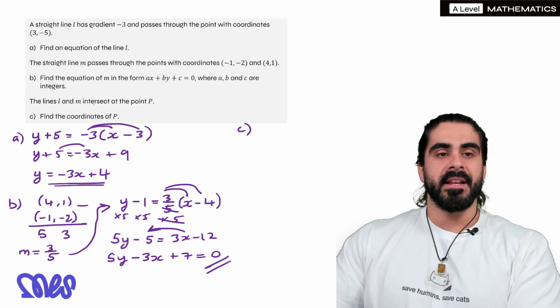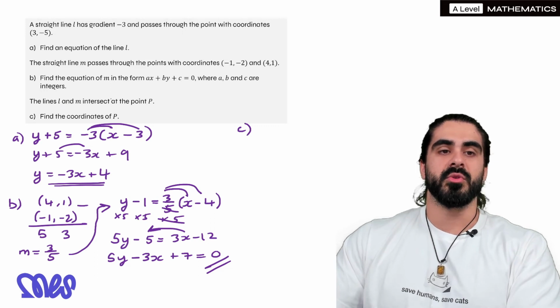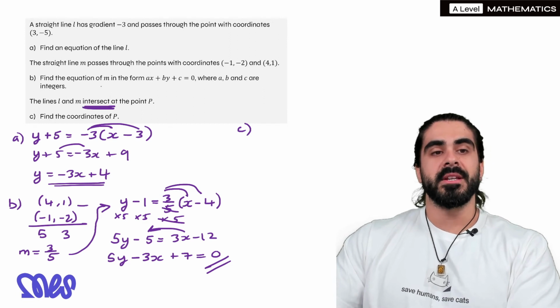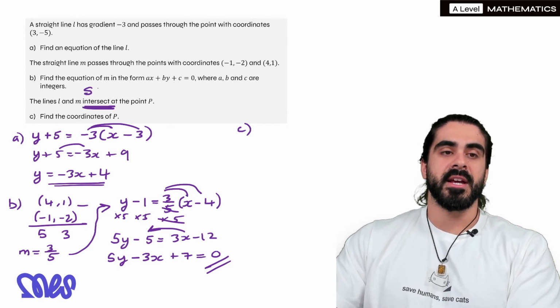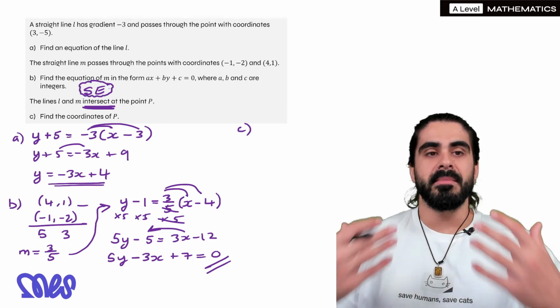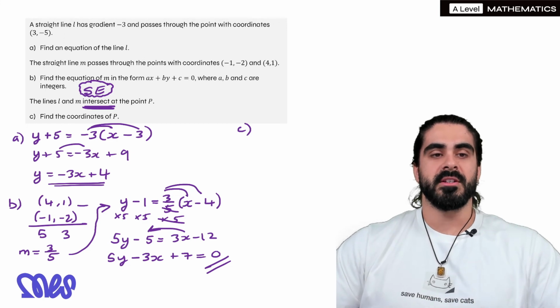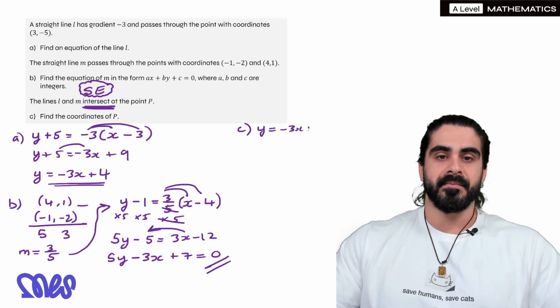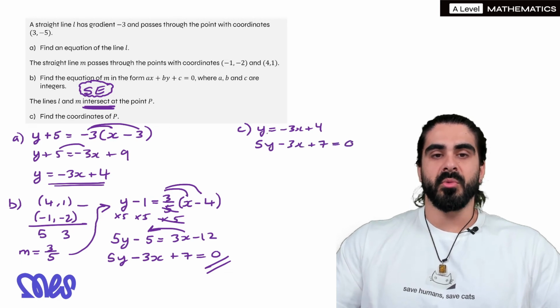Finally, part C. The lines L and M intersect at P. Find the coordinates of P. So this is just language. Whenever you see the word intersect, you think simultaneous equations. So make sure you remember that. Whenever you see the word intersect in maths, your immediate response should be simultaneous equations. So we're doing simultaneous equations between what we have in part A and what we have in part B. So the y is just going to go in there.